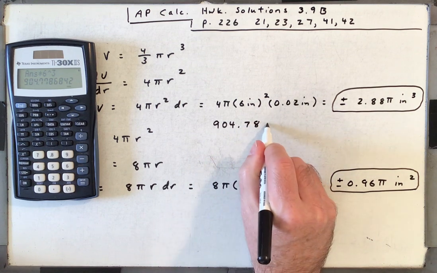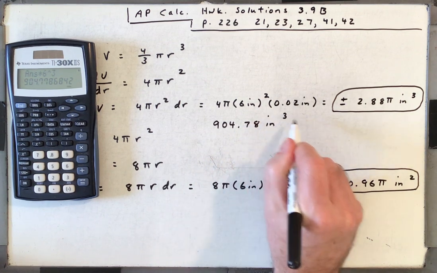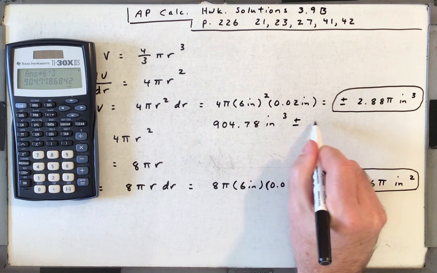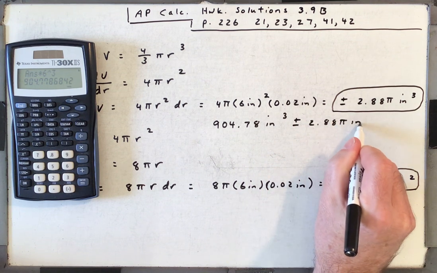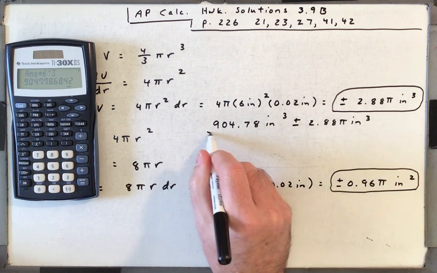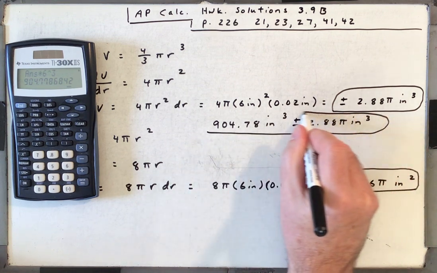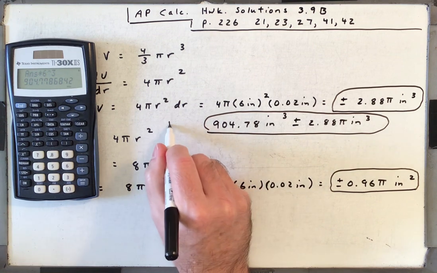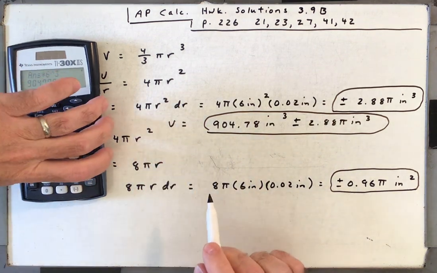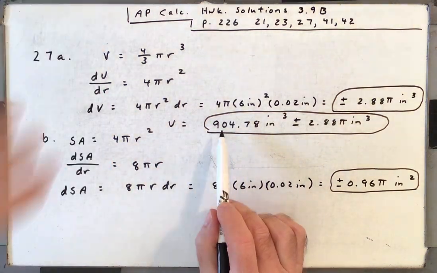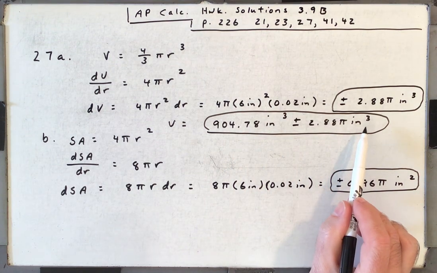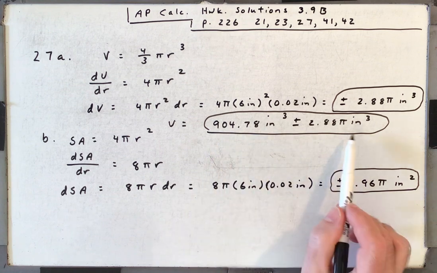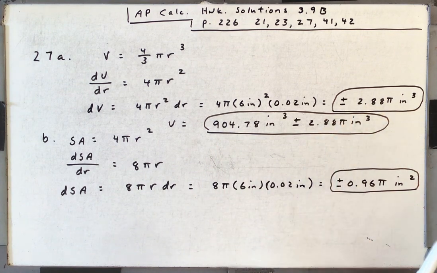The way you could write this is 904.78 inches cubed plus or minus 2.88 pi inches cubed. So that's what the volume is. Our measurement of volume is that 904.78 plus or minus 2.88 times pi, because it could be plus that or minus that. So that's what the plus or minus means there. You could do the same thing on part B.